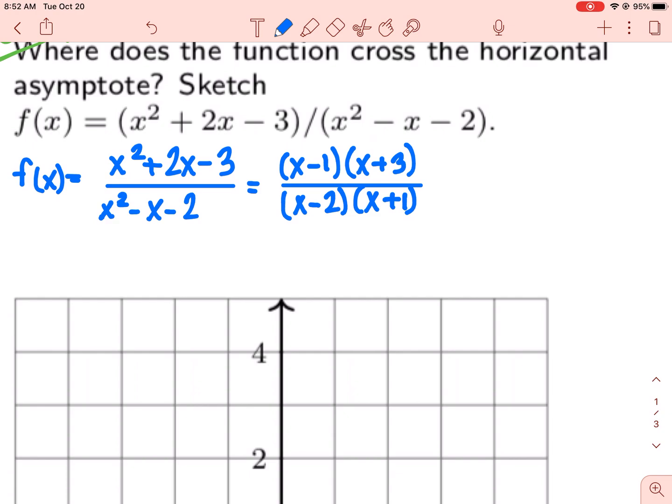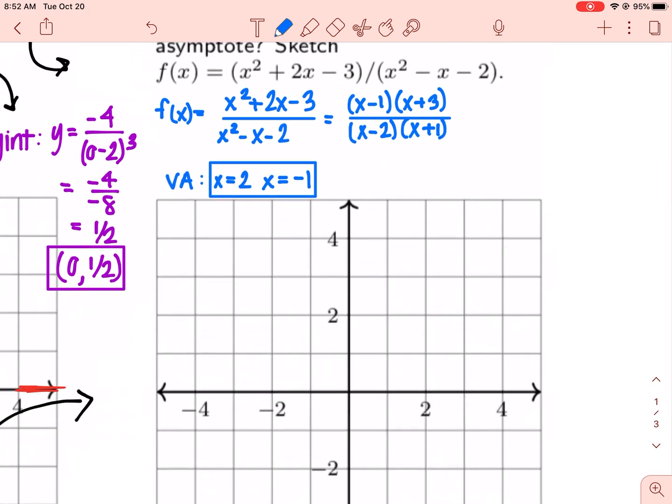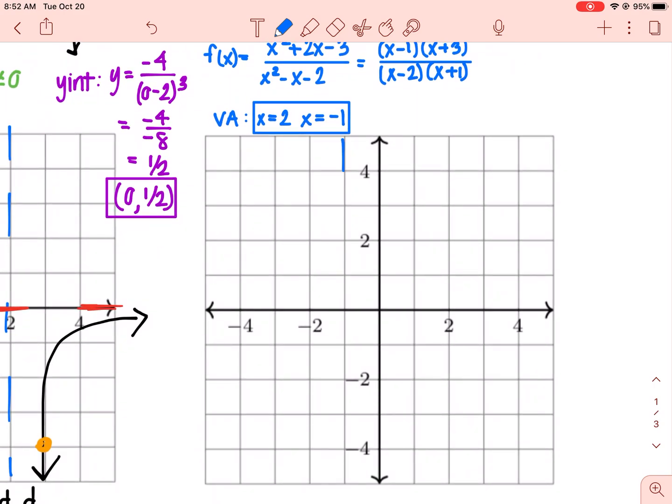So I jump to vertical asymptotes now. A vertical asymptote is when the denominator equals 0. Hopefully you can tell that the denominator will equal 0 at x equals 2 and at x equals -1. It's a nice zero product property problem. So I'm going to graph those two. I have -1, I have 2.